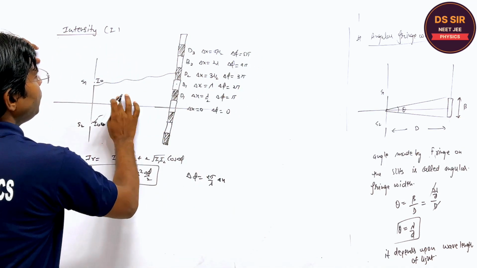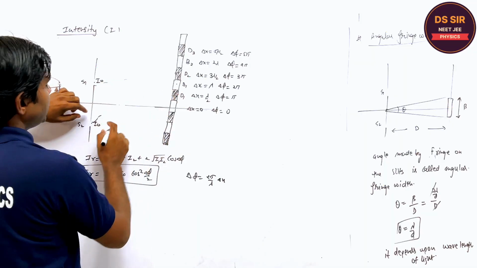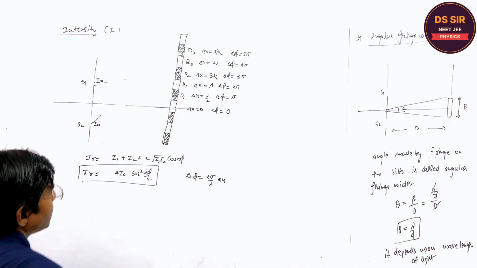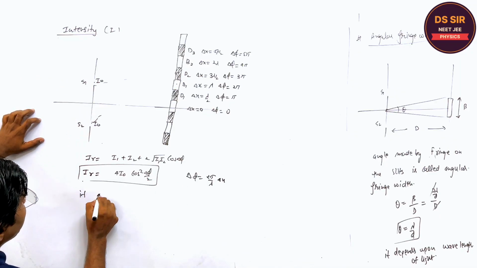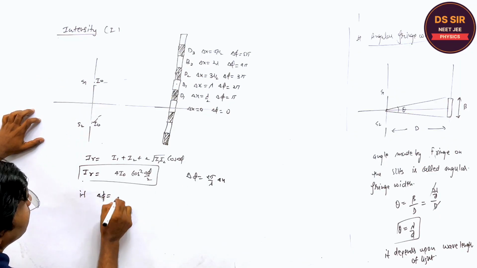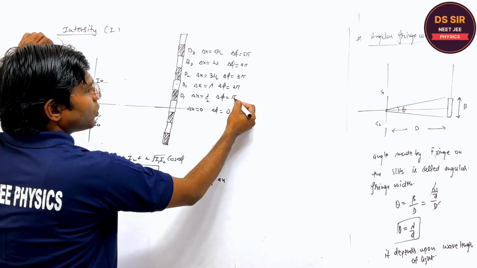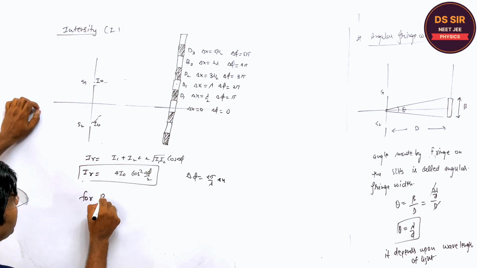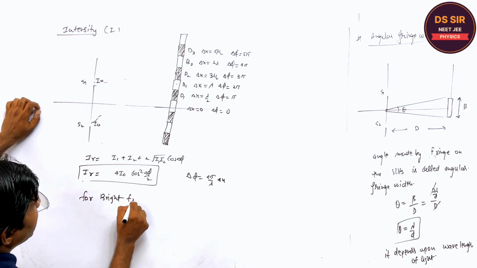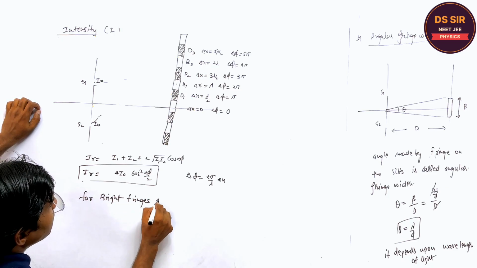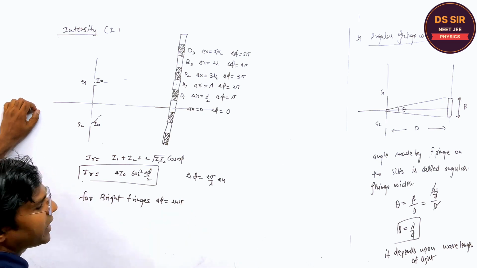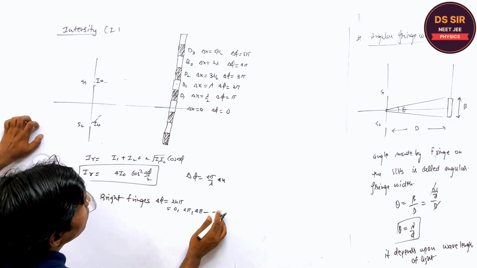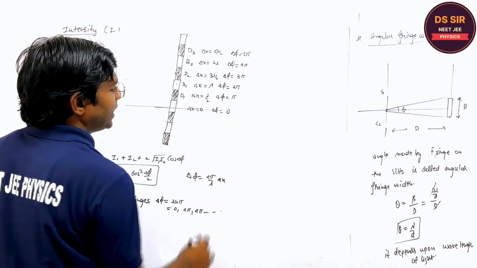Listen, if the two waves are reaching this point from here, delta phi is equal to 0, 2 pi, 4 pi for bright fringes. What is the delta phi? You will say 2n pi: 0, 2 pi, 4 pi, like this.